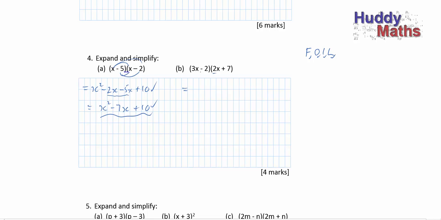Okay, let's do it again. 3x by 2x, 6x squared. 3x by 7 is plus 21x. Negative 2 by 2x, negative 4x. Negative 2 by 7, negative 14. So this then is 6x squared, 21x take 4x is plus 17x, take 14. Okay, so again, 1 for expansion and 1 for collecting like terms.